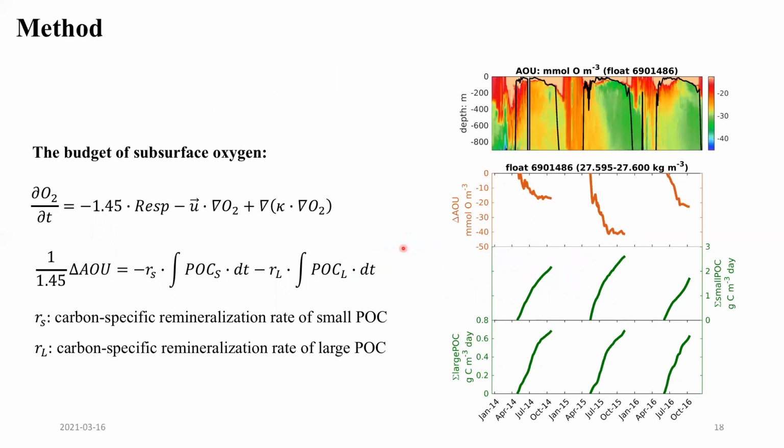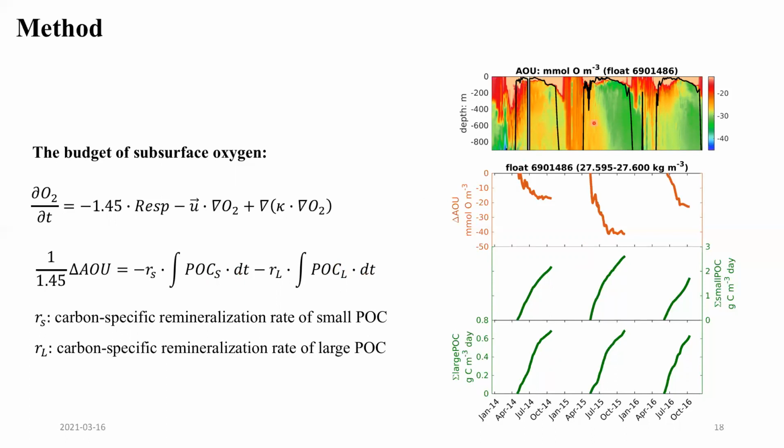Then to determine the remineralization rate, we linked POC concentrations to the oxygen utilization. So here is a budget of the subsurface oxygen utilization, and by neglecting the physical advection and diffusion, the oxygen utilization can be represented by the small POC and nearby large POC. So we divide each float measurement into several 1-year segments, and we only use observations below the mixed-layer depths.